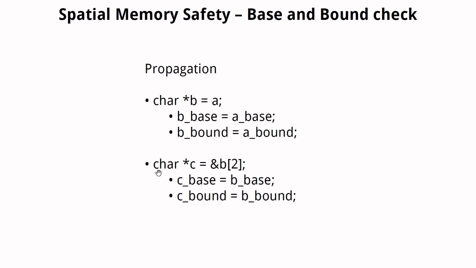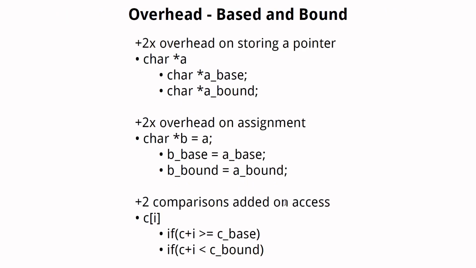Also, if we have another pointer C, which tries to point to the middle of B's array, in this case the second or third element of B, then C's base should copy B's base, and C's bound should also be copied from B's bound. So you can see this approach.